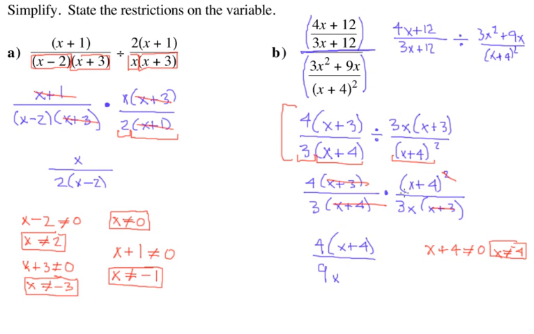And then after the flip, we have 2 more contributions. We have 3x can't ever be 0, which means x can't ever be 0. And we get this x plus 3. X plus 3 is forbidden to be 0, which means x can never be negative 3. So our complete list of non-permissible values is negative 4, negative 3, and 0.